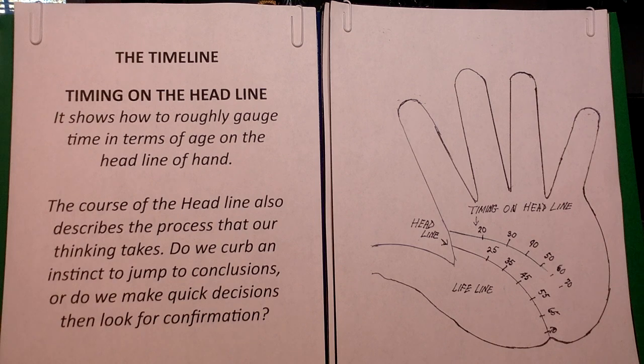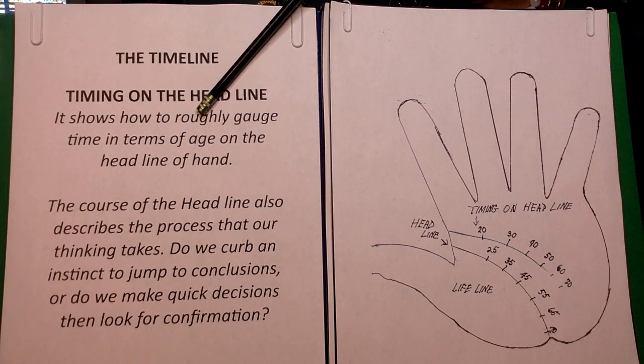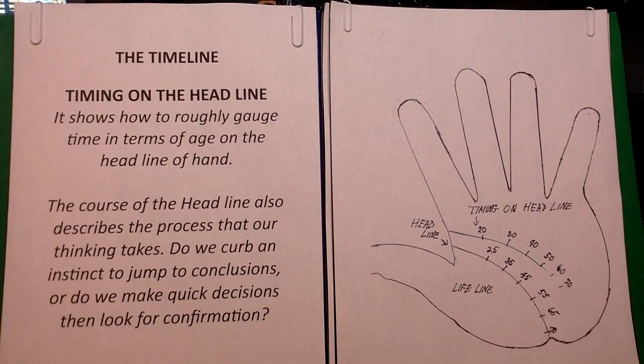All right, the course of the headline also describes the process that our thinking takes. Do we curb an instinct to jump to conclusions, or do we make quick decisions, then look for confirmation? So whatever we do, once we do it, it shows somehow on the lines of the hand and can be timed with something we call the timeline. It's the method of gauging time in terms of the age.